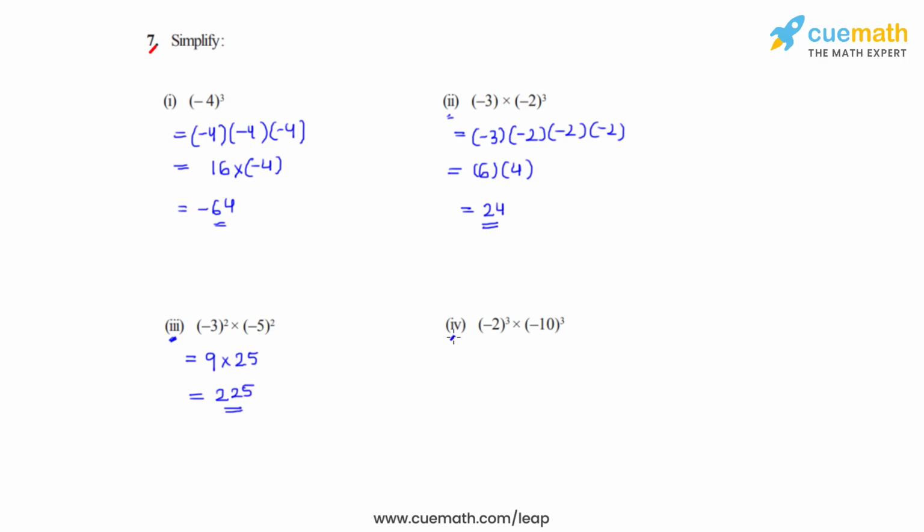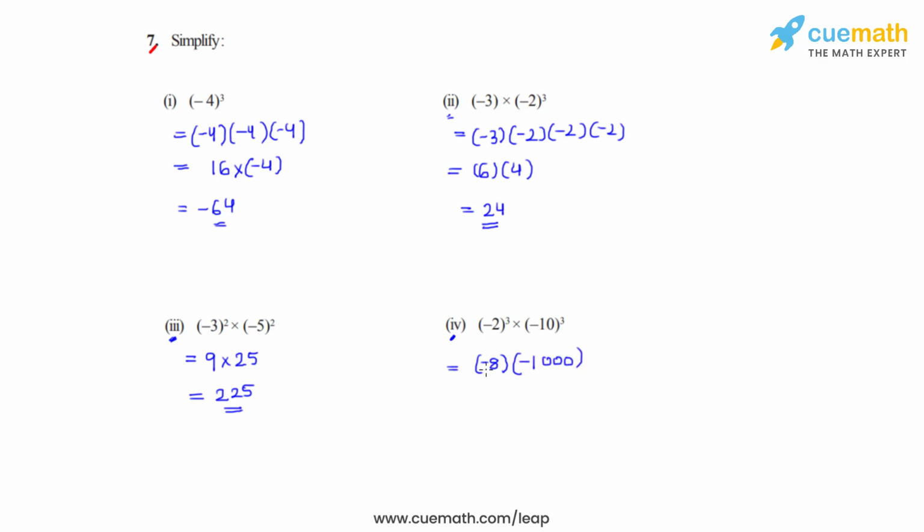The last bit of this question is negative 2 raised to 3. So whenever a negative is raised to an odd number, the result will always be negative. So we write it as negative 8. Similarly, negative 10 is again raised to an odd power, so that will become negative 1000.